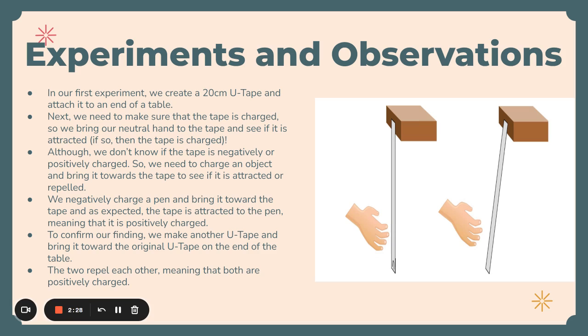In order to figure out if it's positively charged or negatively charged, I ran a plastic pen across my hair to get it negatively charged and moved it close to the U tape to see if it was attracted or repelled. And since the U tape was attracted, that means that the U tape is positively charged. In order to check this, I made another piece of U tape and brought it close to our original U tape. And since they both repelled, that means they were both positively charged.